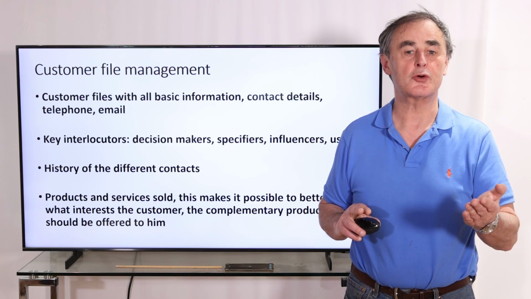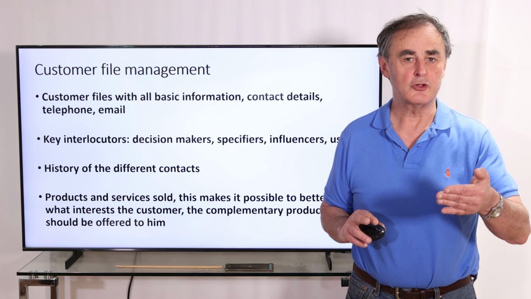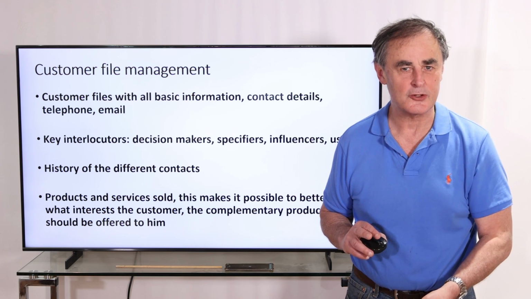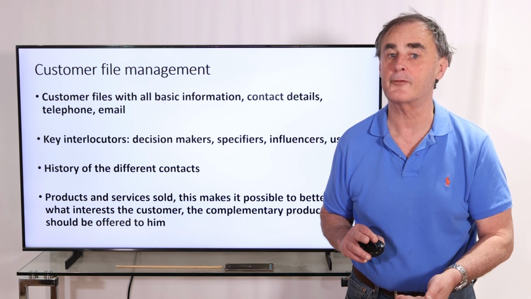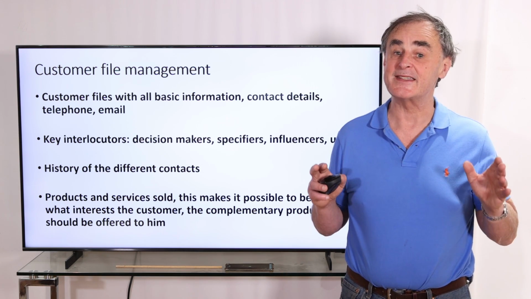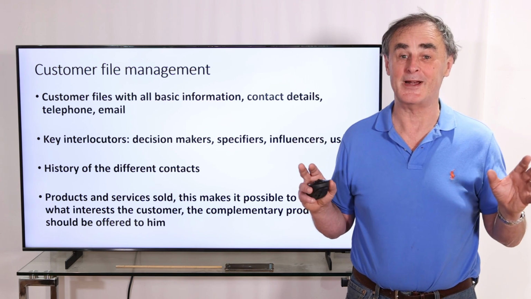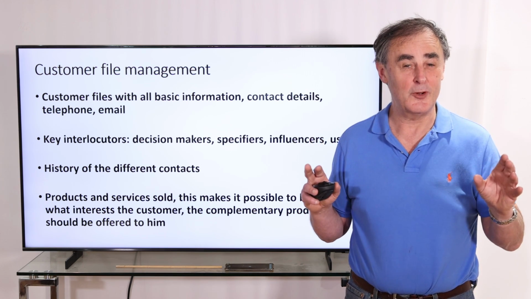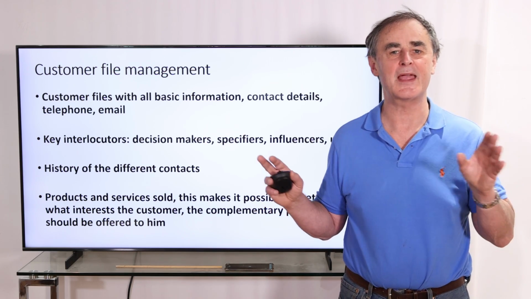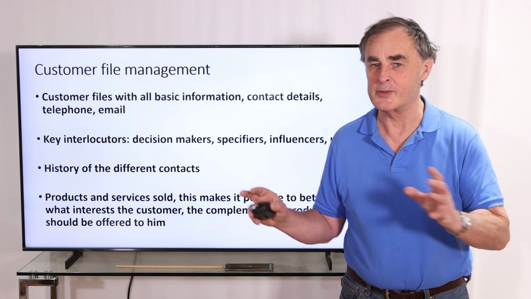Then you should have the history of all the different contacts. You should have your last contact first, and if you go back down in the history, then you can find your first contact with the customer. You should also know the products and services that you sold. This makes it possible to know better what interests your client, and you should be able to see what complementary products and services you could sell, or what could benefit from what he already has.